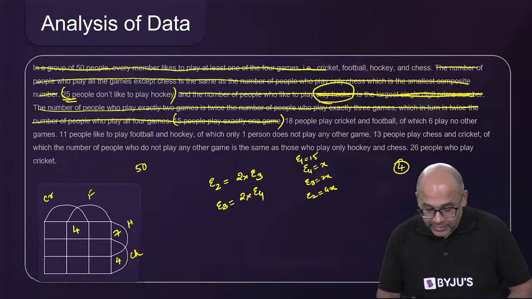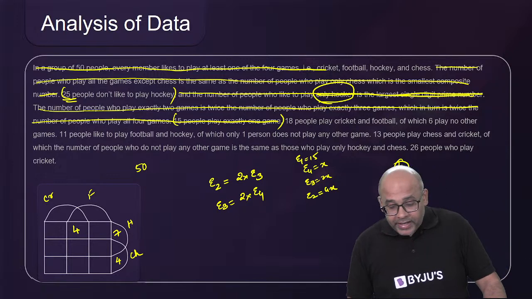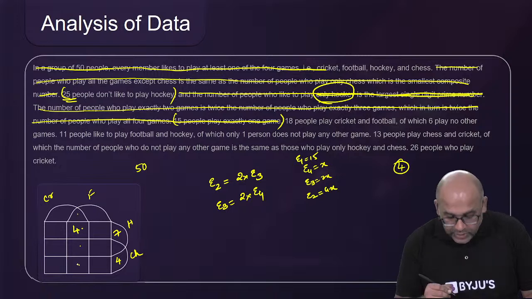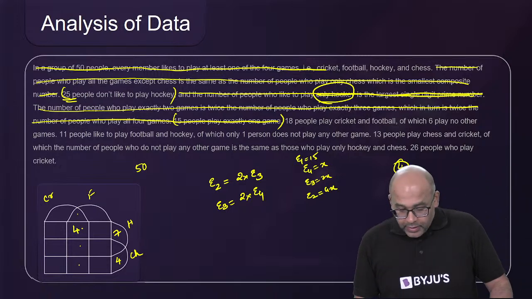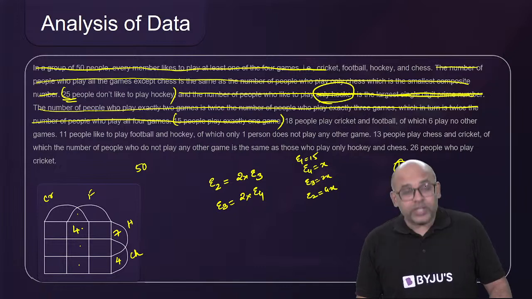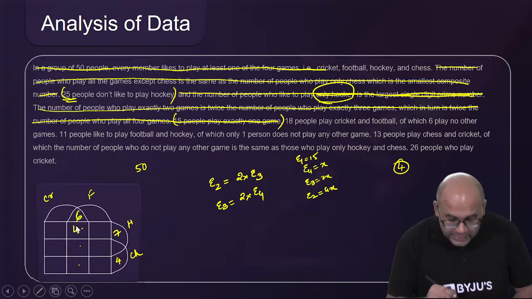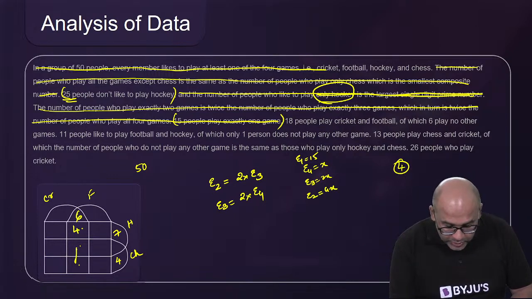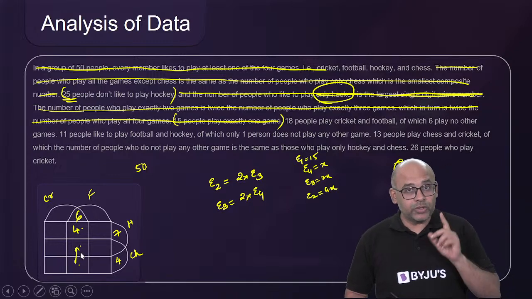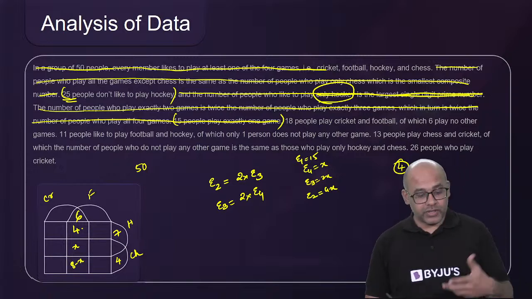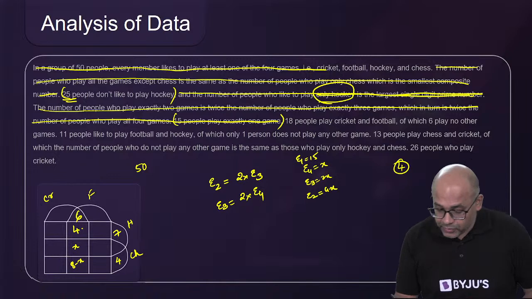Great. 18 people play cricket and football. So cricket and football, this entire thing is total 18, of which 6 play no other game. So 6 people play nothing else except cricket and football. This is 6 and the total is 18, so the other total should be 8. Remember, the total should be 8. I will take this as x, so this will be 8 minus x. Correct? Because now the total will add up to 18. So this is taken care of.